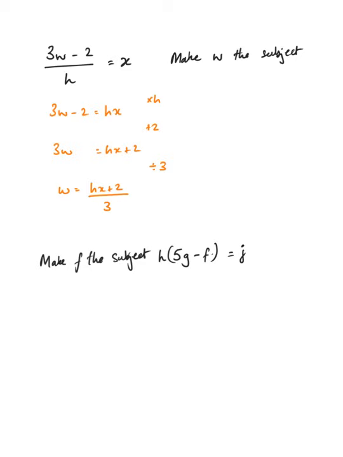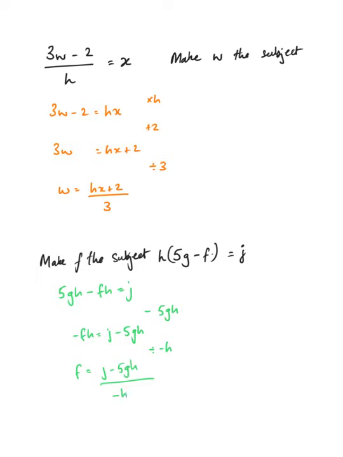Now I know when we're solving equations we'd often multiply out here, and you can do so, it makes no difference. I get 5gh minus fh equals j. I want to get f on its own, so I could minus 5gh from both sides to get minus fh equals j minus 5gh, and then divide by minus h. Now I need to divide by minus h to get f on its own, not minus f.